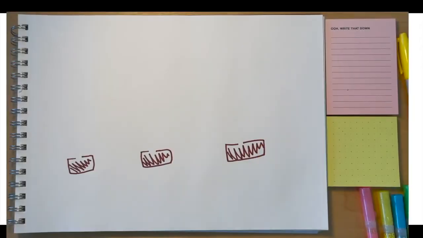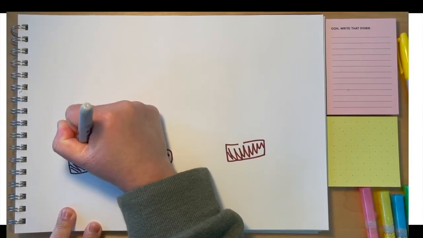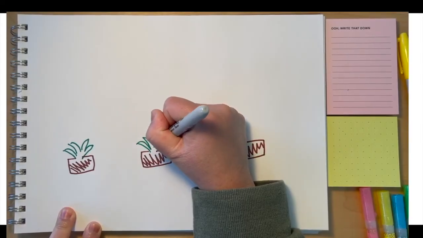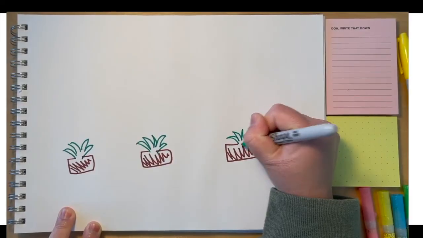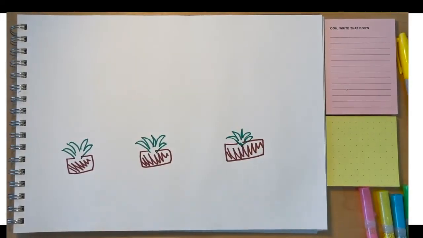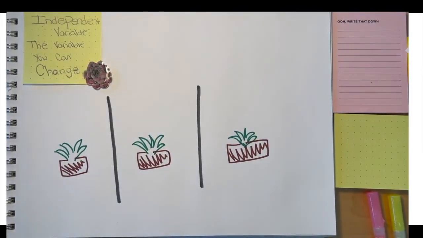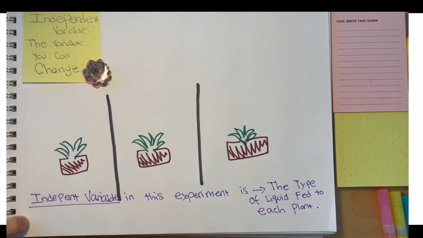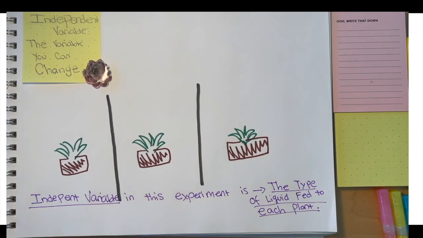Let's just say, for example, here we are conducting an experiment on a few plants. We have 3 plants here, and let's just say we want to know if feeding them a different type of liquid will change the results of the way they grow. The independent variable is the one thing that you can change in an experiment. It's the one thing that we will manipulate. And in this case, it's the type of liquid we're using on each plant. This independent variable is going to be manipulated or changed in each plant.